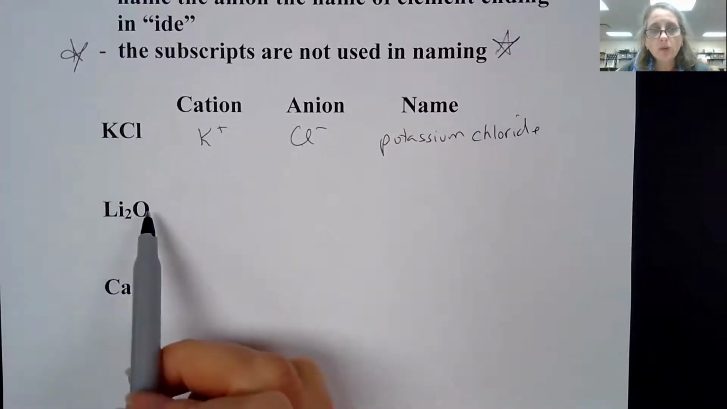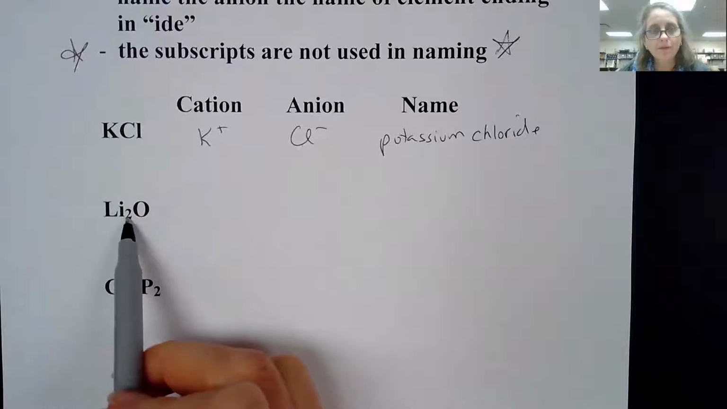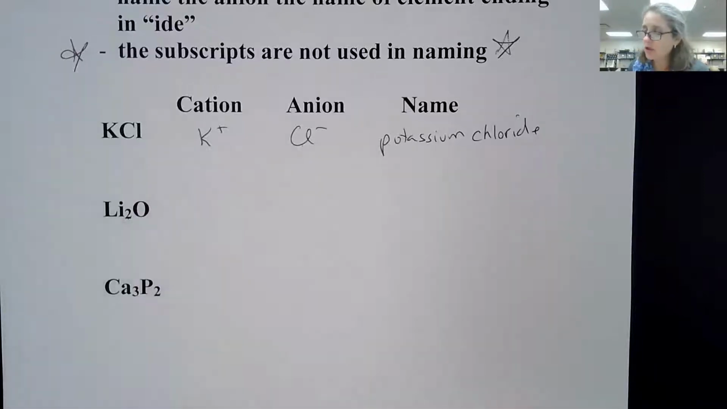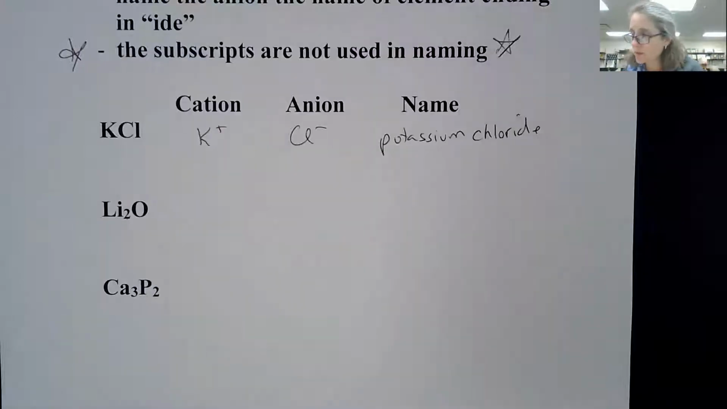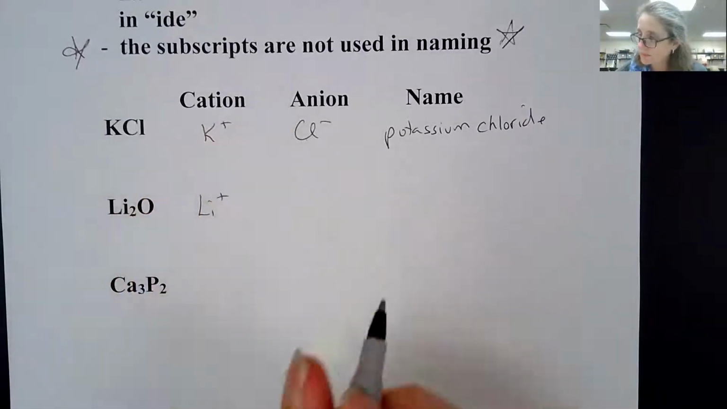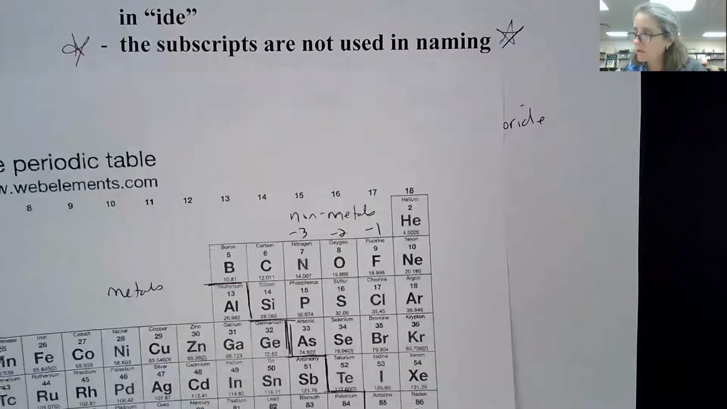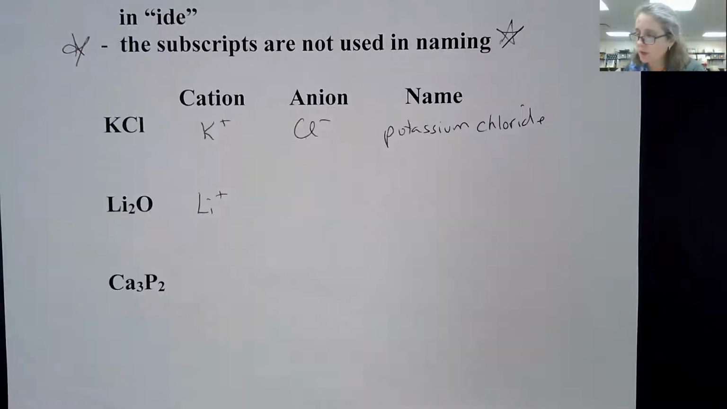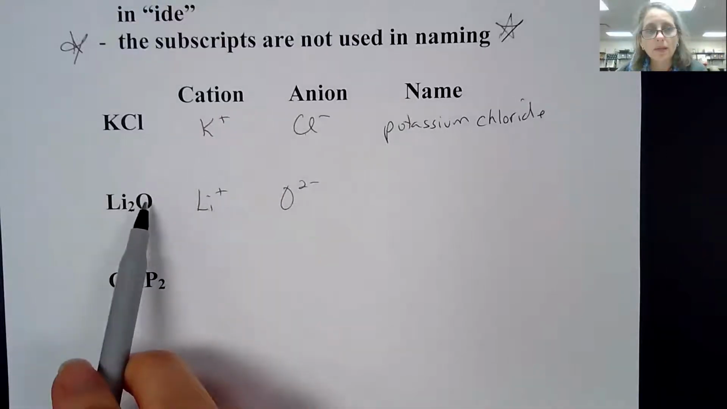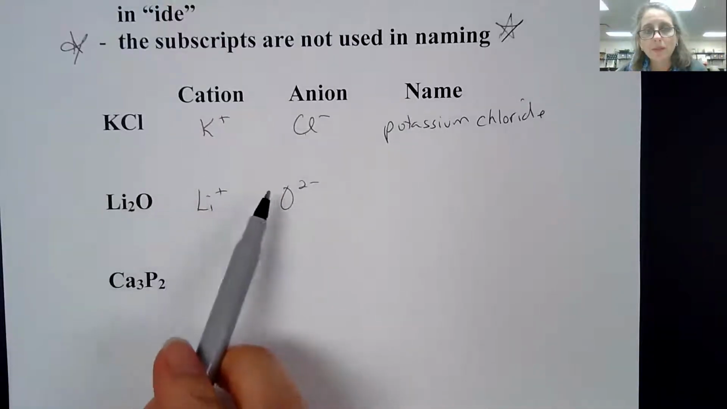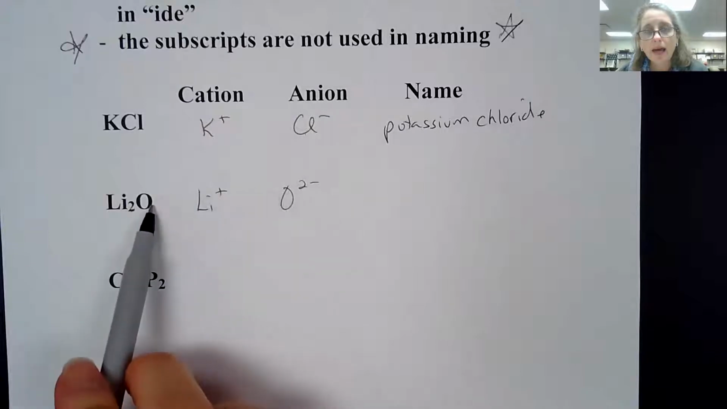So Li2O. The 2 doesn't affect the name, but the Li2 is there because lithium is in the first column. It is a +1 charge. And oxygen is over here on the right. It's in the -2 column. So that is why it is a +1 and a -2, and that is why you have 2 of them in the formula. So I have to name it.